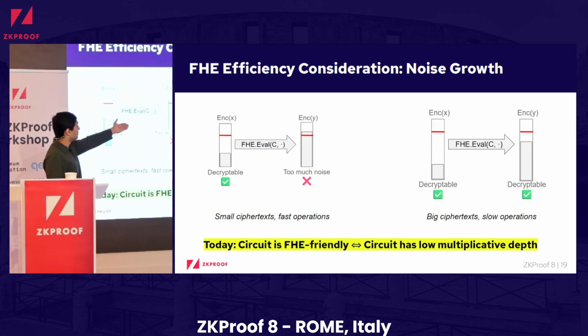So if you're evaluating complicated circuits, you need bigger ciphertexts, which means slower operations. Multiplications, in particular, add a lot of noise to your ciphertexts. So a very good first approximation of what it means for a circuit to be FHE-friendly is that it's a low multiplicative depth arithmetic circuit. So today, when I say FHE-friendly, low multiplicative depth, just macro that in your head.